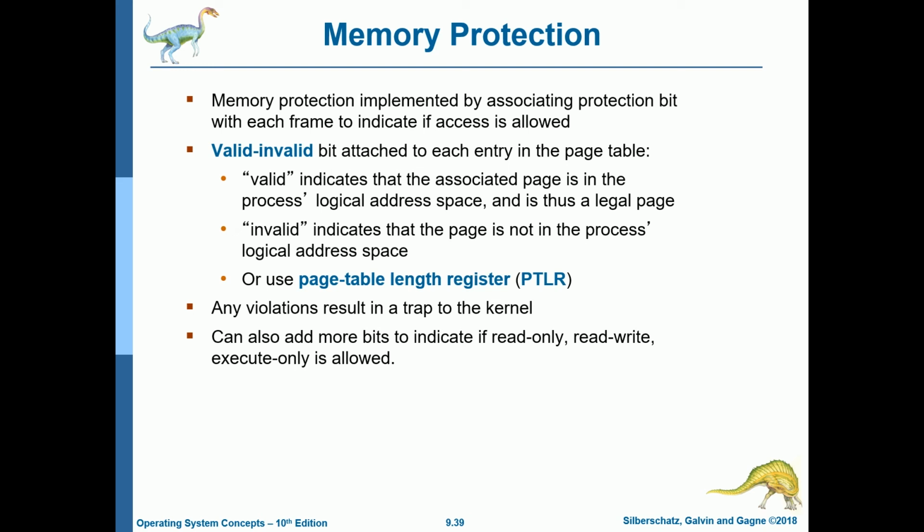One additional bit is generally attached to each entry in the page table. This is called a valid-invalid bit. When this bit is set to valid, the associated page is in the process's logical address space and is thus a legal or valid page. When the bit is set to invalid, the page is not in the process's logical address space. Illegal addresses are trapped by use of the valid-invalid bit. The operating system sets this bit for each page to allow or disallow access to the page.